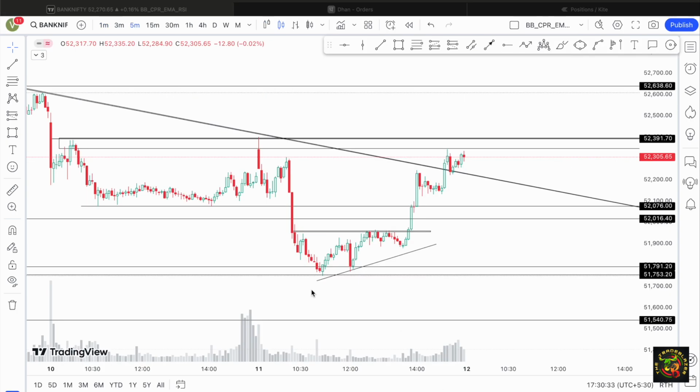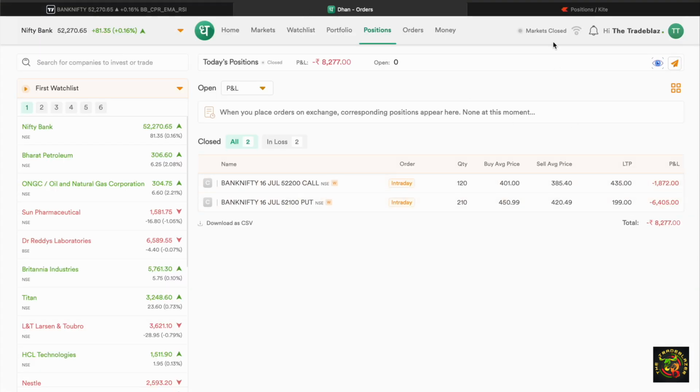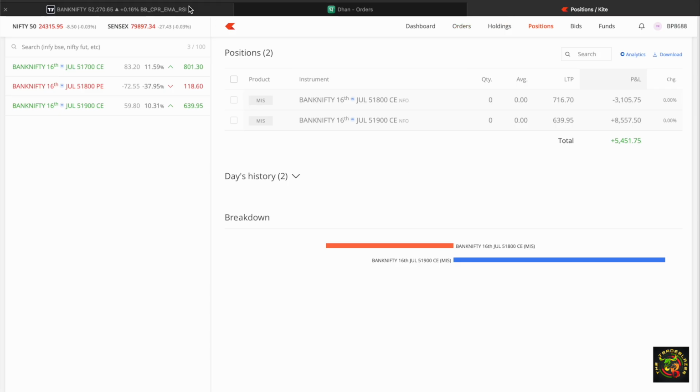Everyone, welcome back again. So after that, I didn't trade in Dhan. After that, I closed the day. I had to close the day with 8,200 loss in Dhan, and then I got a good opportunity in Zerodha.